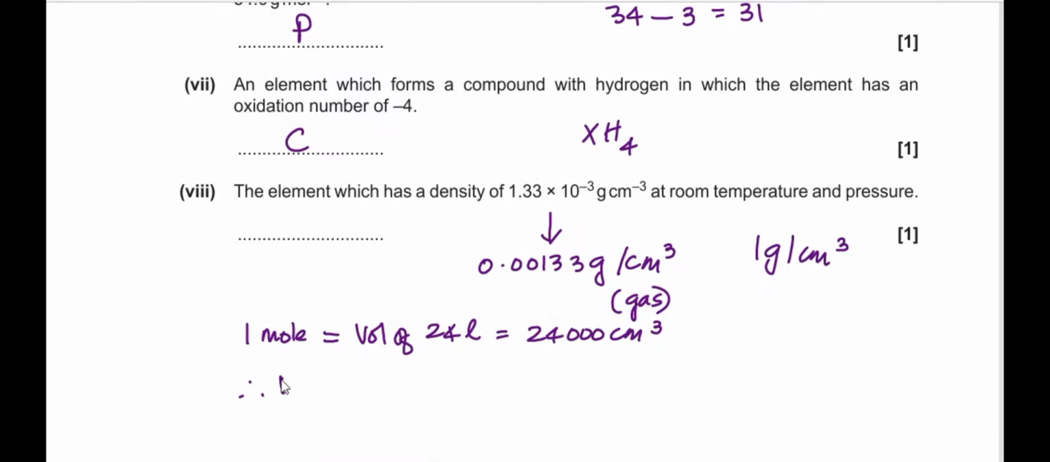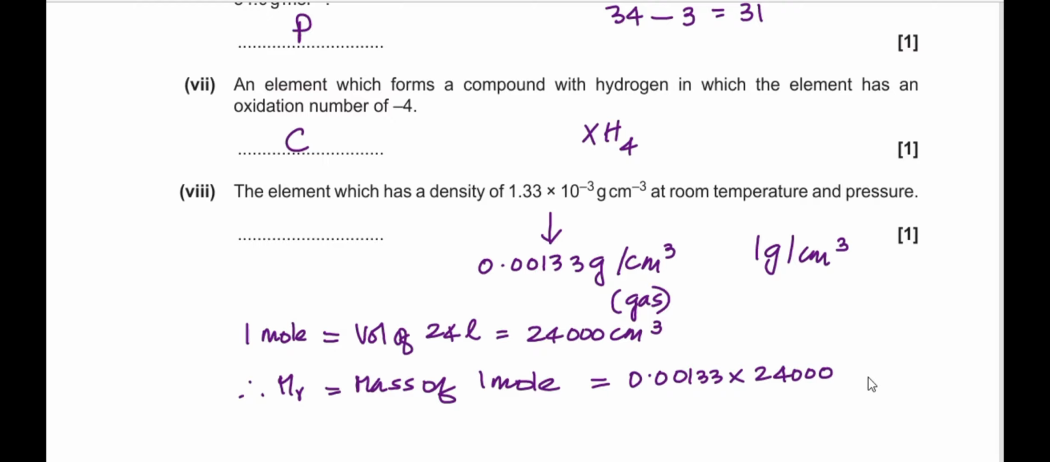Therefore, molecular mass is equal to mass of 1 mole, right? Therefore, that is equal to 0.00133 times 24,000 cubic centimeters, which when I put into calculator I get 31.9. So we can write this as grams per mole because it must be the molecular mass, right?